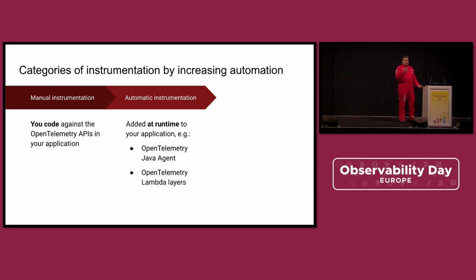Then there is automatic instrumentation. That is instrumentation that somehow you add to your application at runtime. The application itself, your jar file, your Node.js code, does not contain the instrumentation, but at runtime you mix them together and telemetry is collected. This is, for example, the case of the OpenTelemetry Java agent, AWS Lambda layers, and so on. Pretty much most languages that run on a runtime in the OpenTelemetry SDKs have some way of doing automatic instrumentation: Node.js, Python, Java, .NET, you name it.